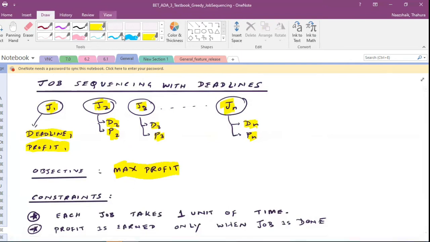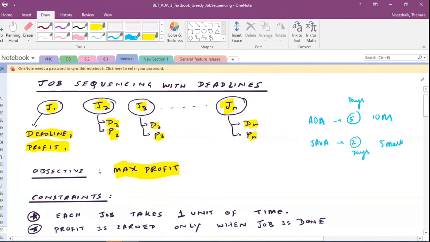Let me give an example. Say, let's take ADA, and let's say you have another subject, say Java. The ADA teacher says you can complete the assignment in 5 days, and you will get 10 marks for that. Similarly, your other subject teacher says you have 2 days time, and you get 5 marks for that. Which one will you pick first?